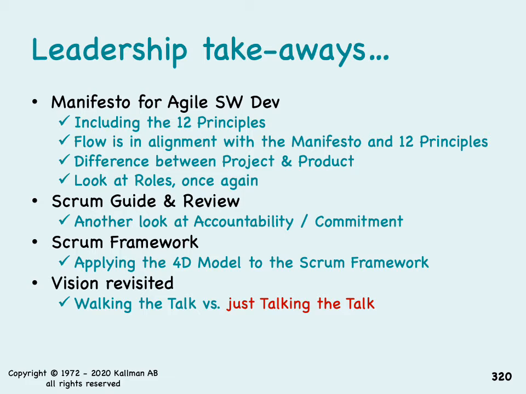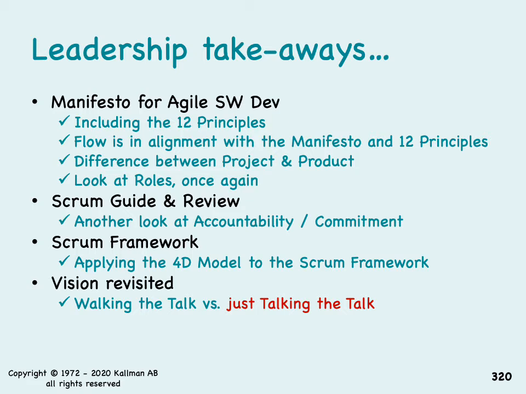You're going to look at the Manifesto for Agile software development, including the 12 principles. I want to point out that flow is in alignment with the Manifesto and its 12 principles. We're going to look at the difference between a project and a product. And remember, when we talk about product, we're including product, service, or result. And then we're going to look at roles once again. That's going to be one of the repeats.